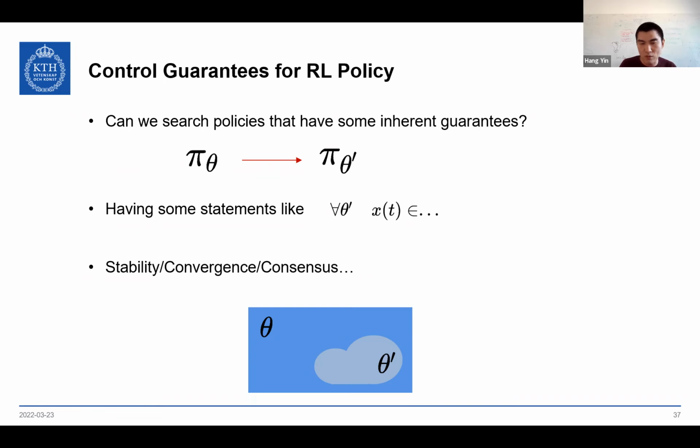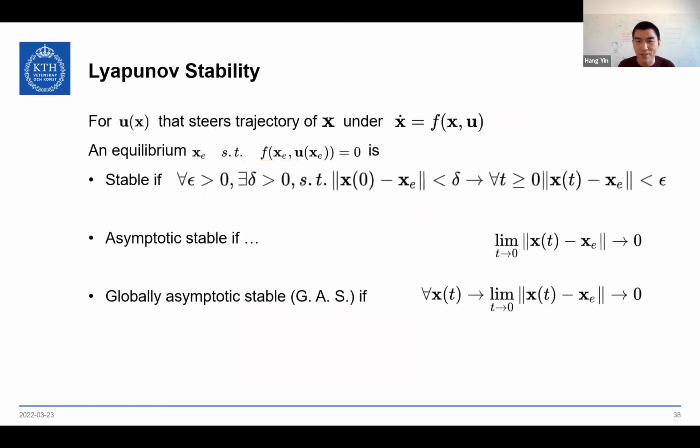And remember, this might also impact your exploration process, because exploration might be dangerous. You are trying to run some immature policy here, so you want to have guarantees in the first place. There will be a lot of guarantees in terms of stability, convergence, and consensus, and I will just talk about the basics. It's probably not that rigorous, but for people with a control background, this is probably very familiar.